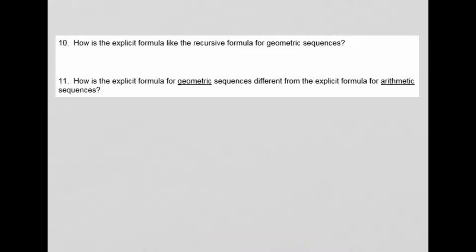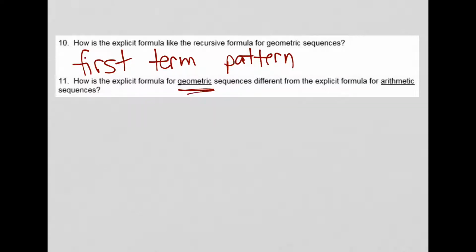Okay, little summary. How's the explicit formula like the recursive formula? Well, again, you need the first term and you need the pattern. We have to find those things for every sequence that we do. You need to know the first term and you need to know the pattern. And now this is important here. How is the explicit formula for geometric different than the explicit formula for arithmetic? I'm going to write them right next to each other just so you can compare.